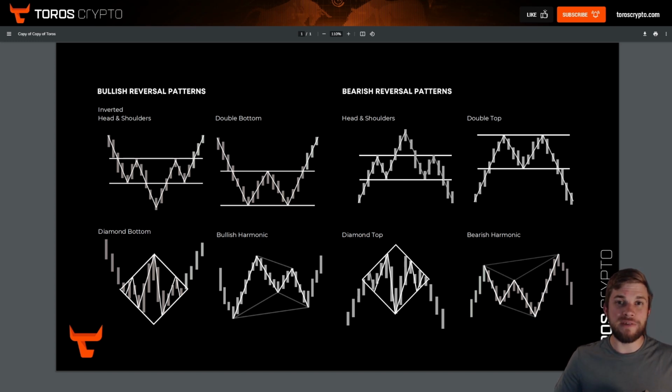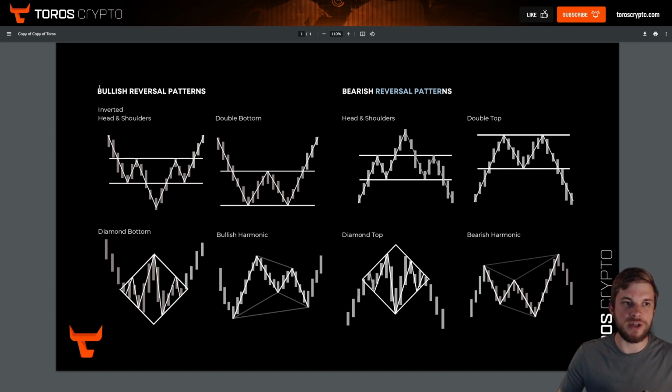Okay, so in the previous video we were looking at our continuation patterns. That is when price comes up, starts to put in a consolidation, and then continues in the direction from which it came. Now the big difference here is we are looking at these as reversal patterns. So you're looking for price to change the direction in which it is going.